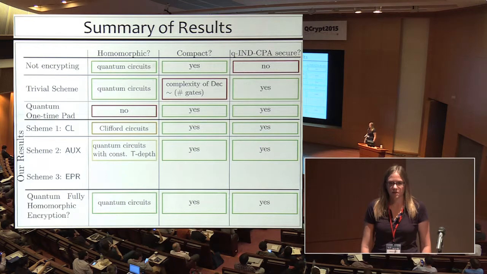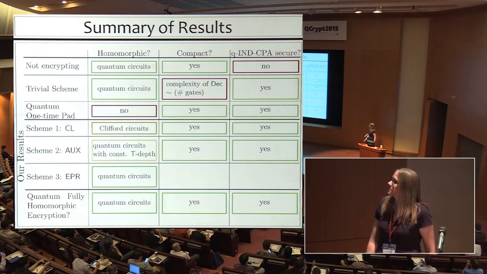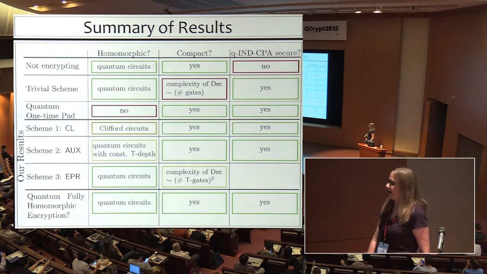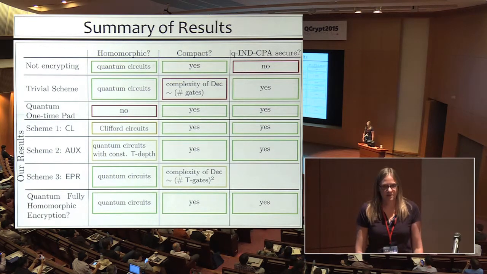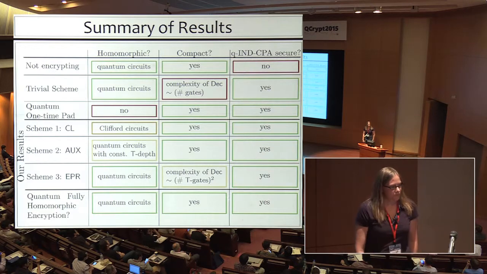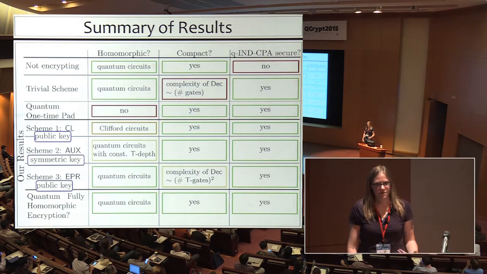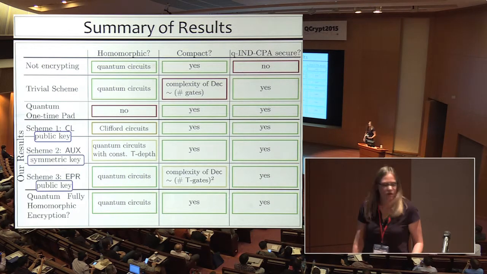And then our third scheme, which also builds on the first scheme, is homomorphic for all quantum circuits, but it is not compact because the complexity of decryption scales with the number of T gates in the evaluated circuit. But it is secure. And I'll also just mention our first and third schemes are public key, whereas our second scheme is symmetric key.